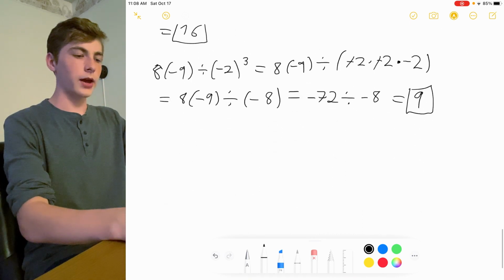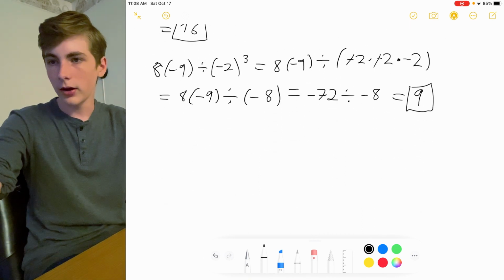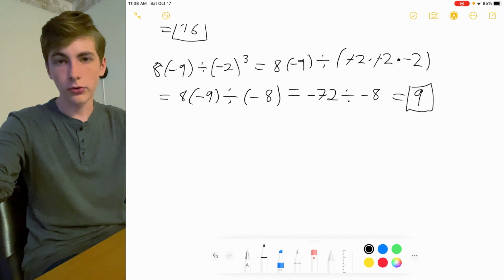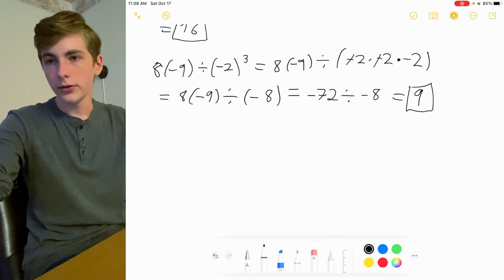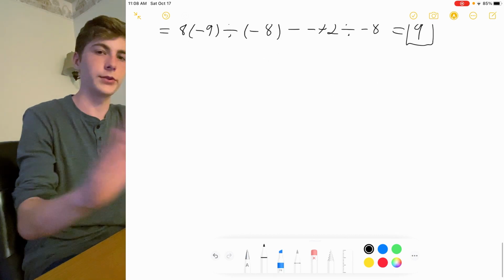Now that we have this down better, let's do some evaluating variable expressions with integers. So this is going to be really interesting. And I'm almost done, I promise.